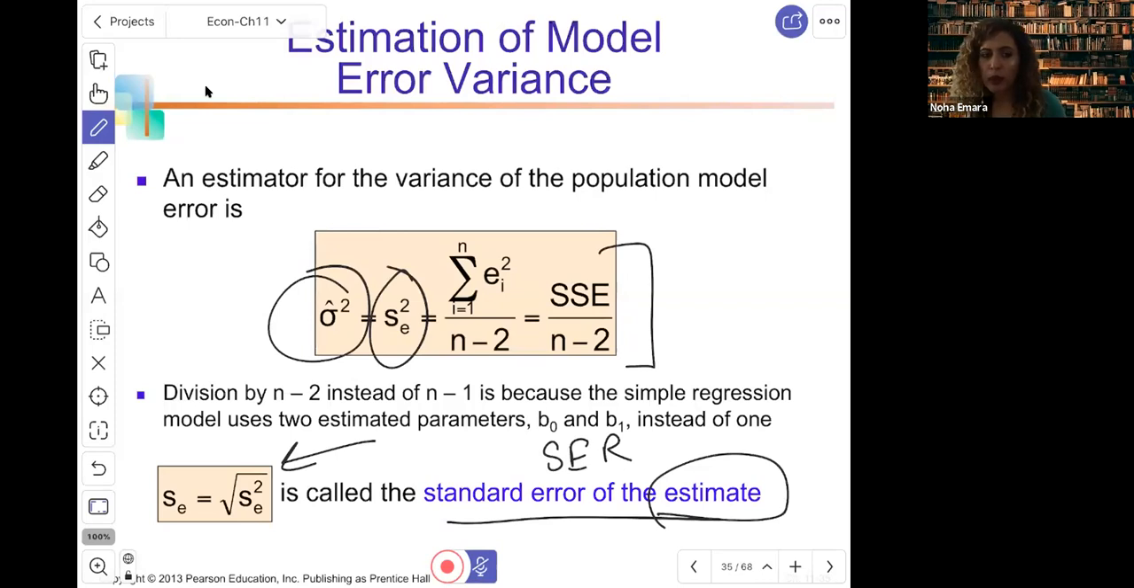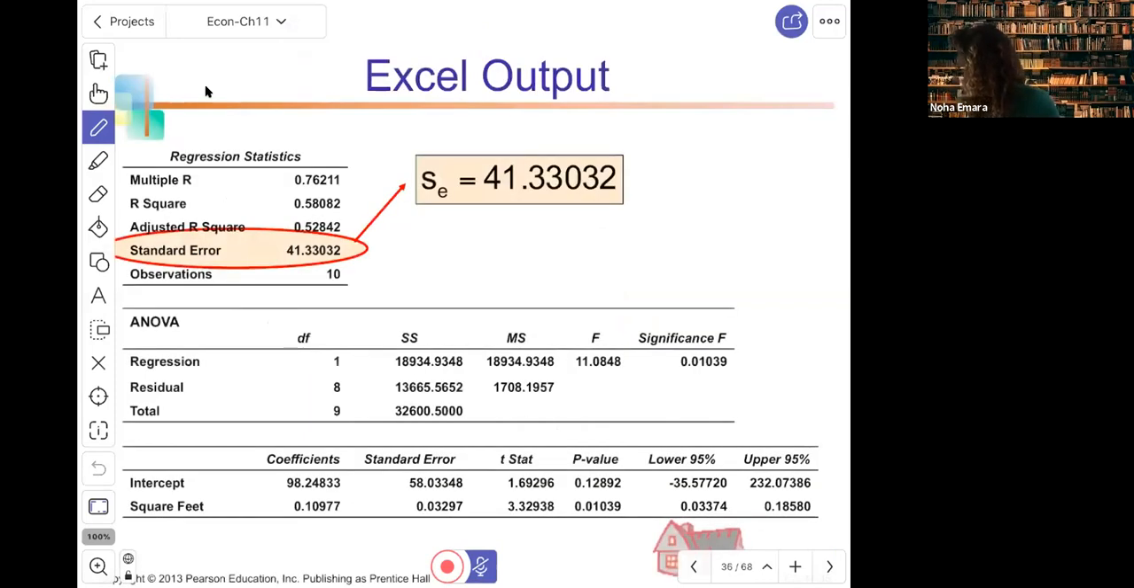Okay. All right, so I want you to go over this and let me show you in Stata. So what I'm going to do now is share with you the output in Stata.